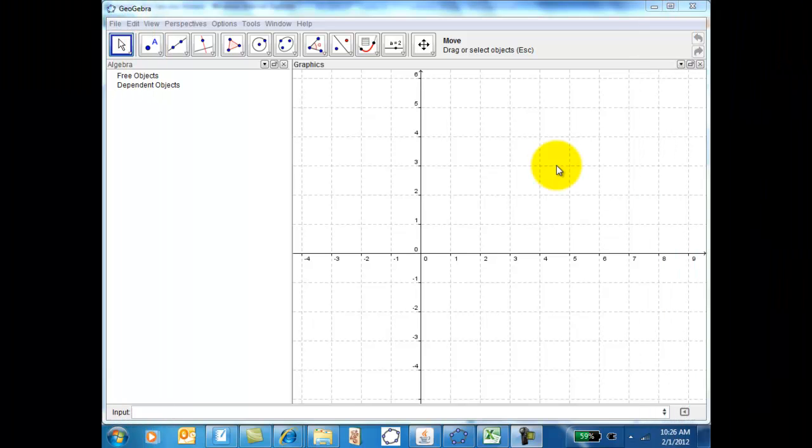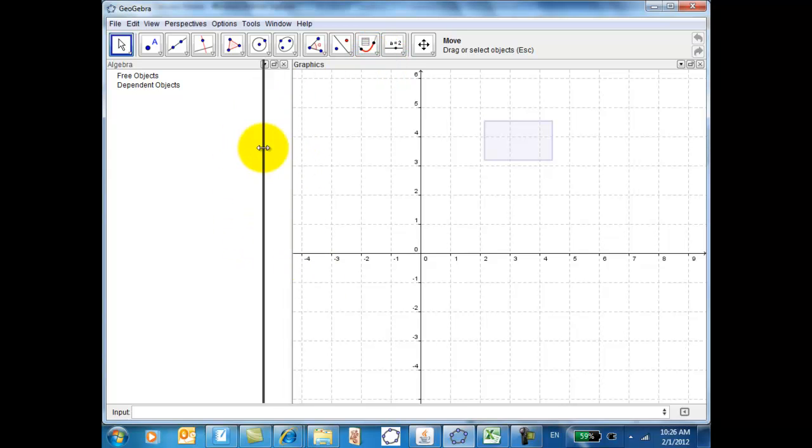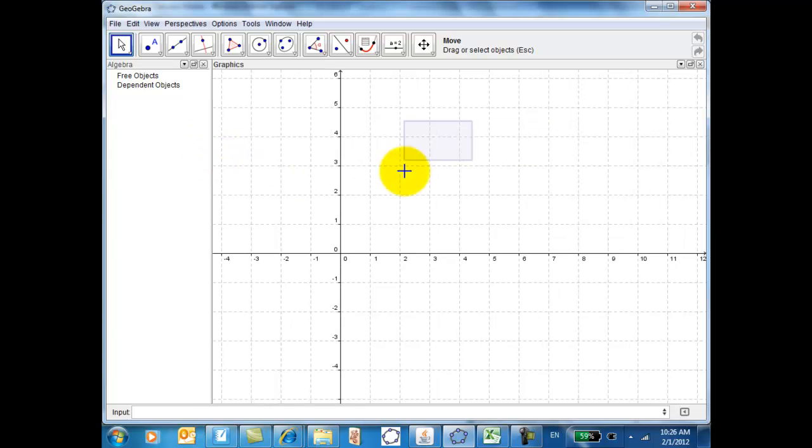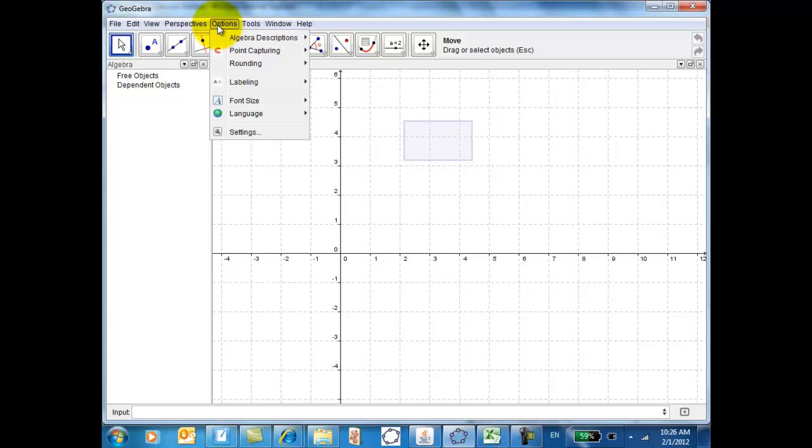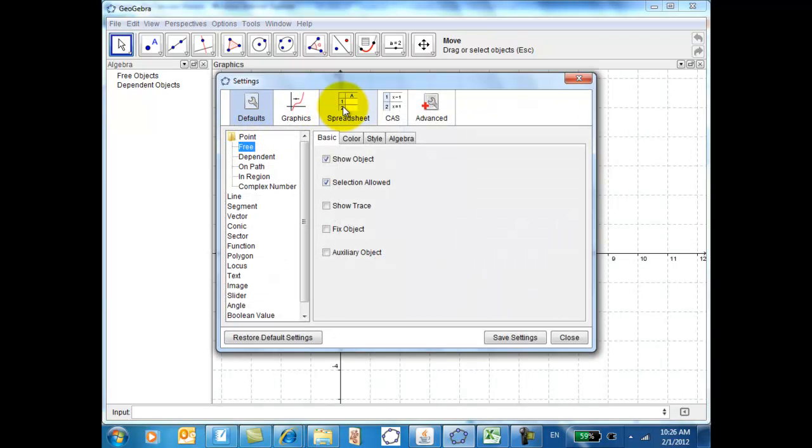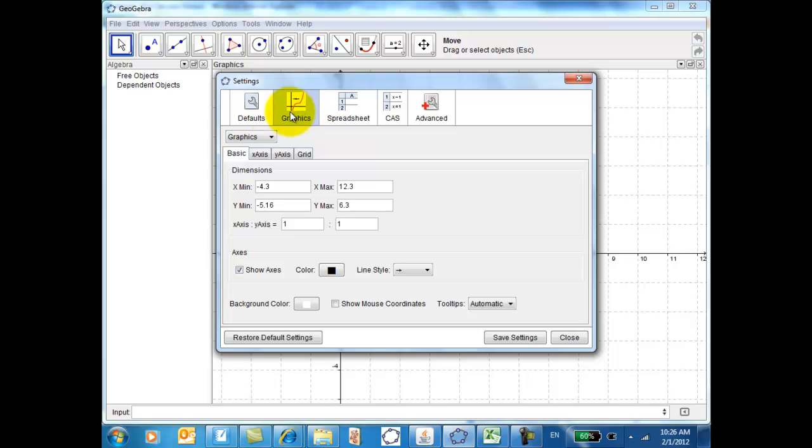We're going to try and figure out how to do graphing of polar form equations on GeoGebra. Okay, here's the first trick. You go to options and see where it says settings. Options, settings. And under graphics, here's your types of graphics, right? That's the X and Y axis.